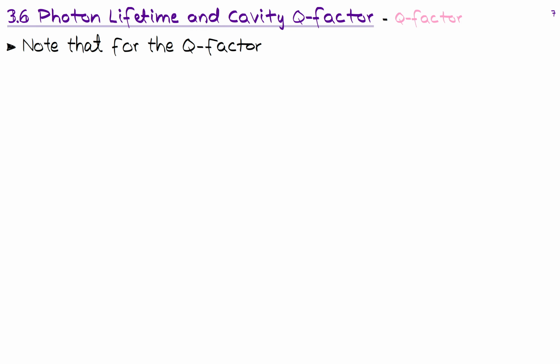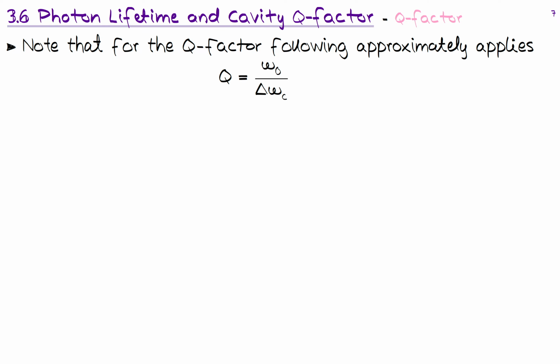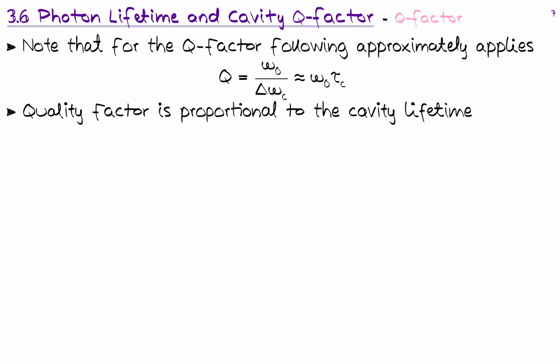And please note that for the Q factor, we can many times just use this kind of approximation. So the Q factor was just calculated to be something like this. So we can pretty much approximate that it's omega naught times the tau c. So that's basically what we can do and use. The quality factor is proportional to the cavity lifetime. So this is what we just saw in the previous math we just stumbled upon.